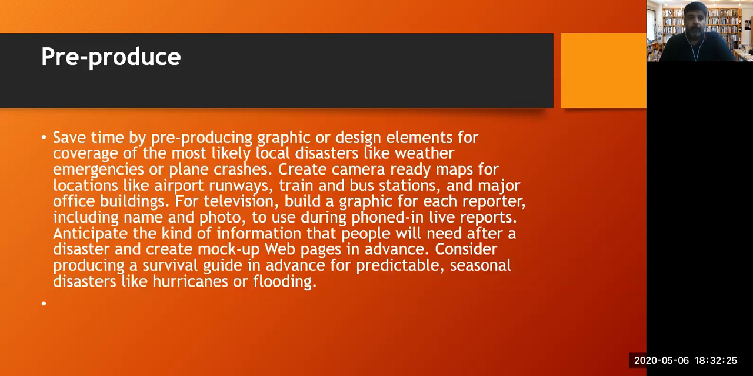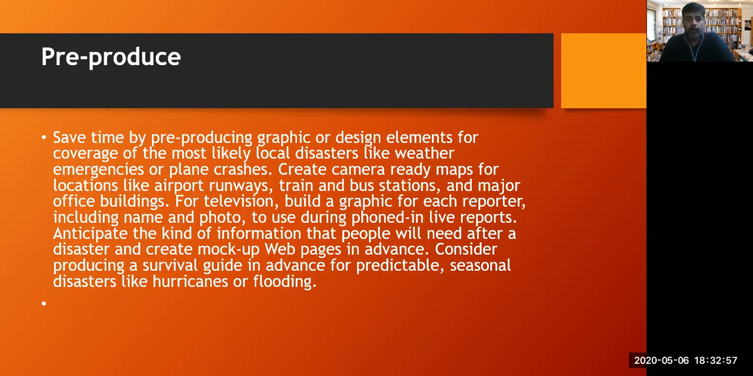Pre-produce. Save time by pre-producing graphics or design elements for coverage of the most likely local disasters, like weather emergencies or plane crashes. Create camera-ready maps for locations like airports, runways, train and bus stations, and major office buildings. For television, build a graphic for each reporter, including name and photo, to use during phone and live reports. Anticipate the kind of information that people will need after the disaster and create mock-up web pages in advance. So there are a lot of things you can do in advance.